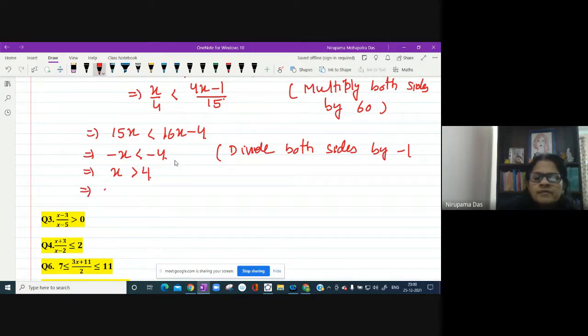Write this in interval form. x belongs to (4, infinity). Here you see 4 is open. Okay, 4 is not included.